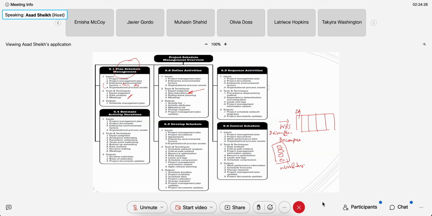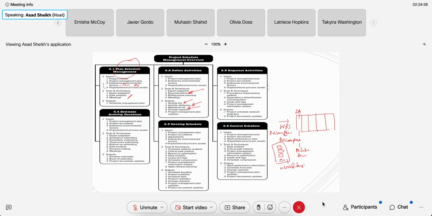And so what you get after you decompose, you get an activity list, attributes of those activities, how much time, who's going to do it. Milestone list is also another thing you get from decomposing. And then some change requests, some changes. But the main things are activity list. That's what you get from here. And also milestone list is not a bad thing. Milestone list and activity list.